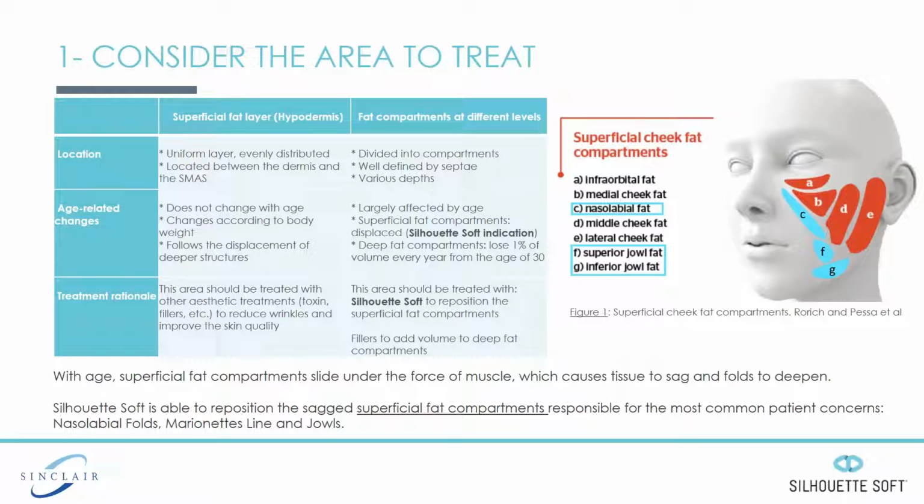The 3 compartments we focus on repositioning with Silhouette Soft are nasolabial fat and the superior and inferior jowl fat pads. These fat compartments slide under the force of muscle retraction, and this is why we see a deepening of folds, which is an issue our patients are looking to address.